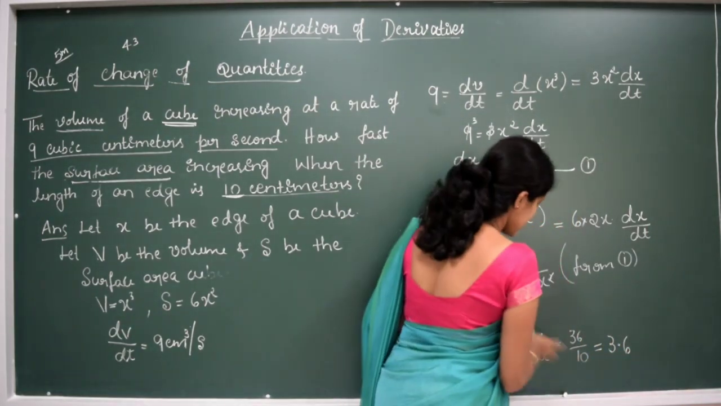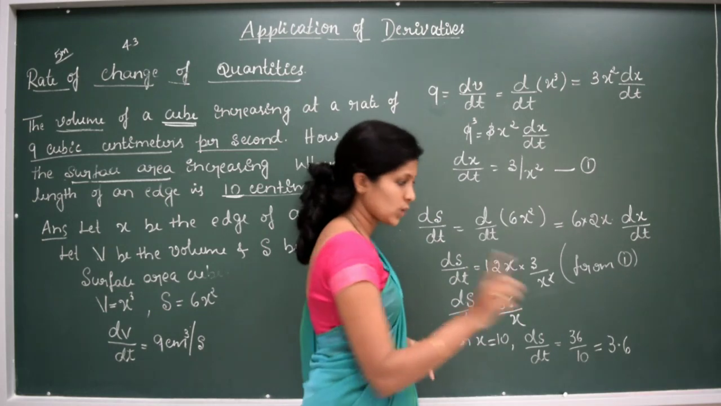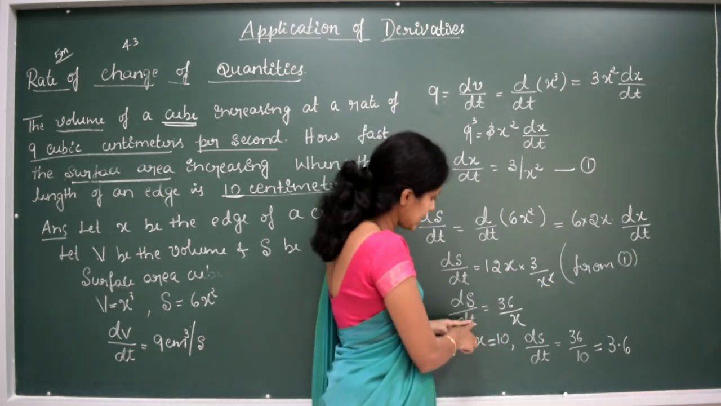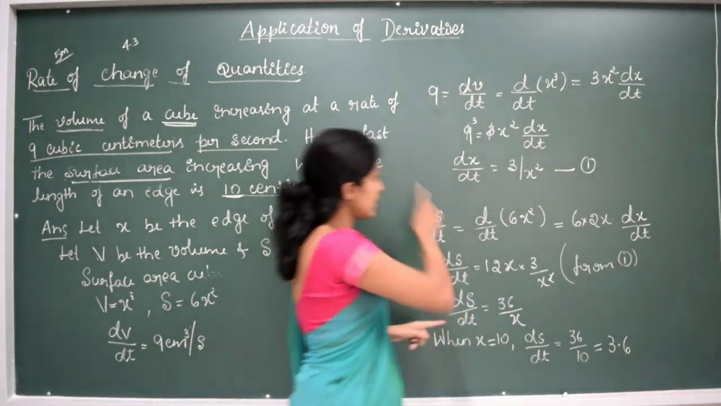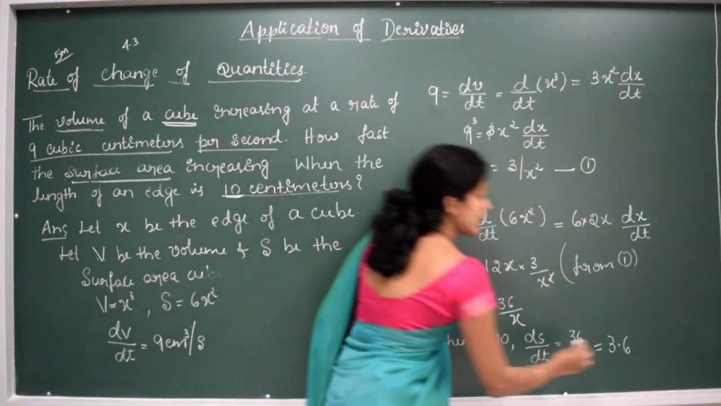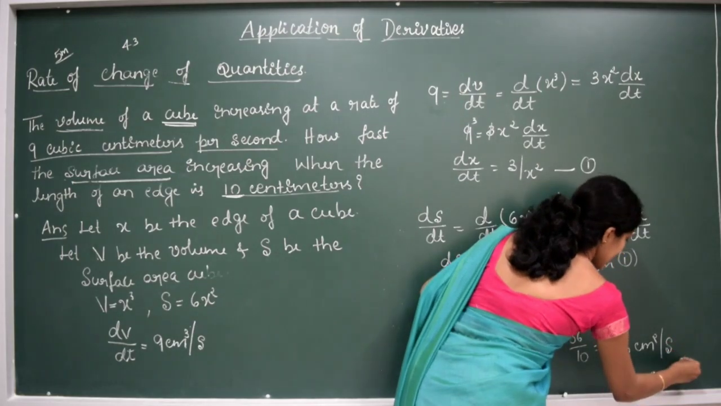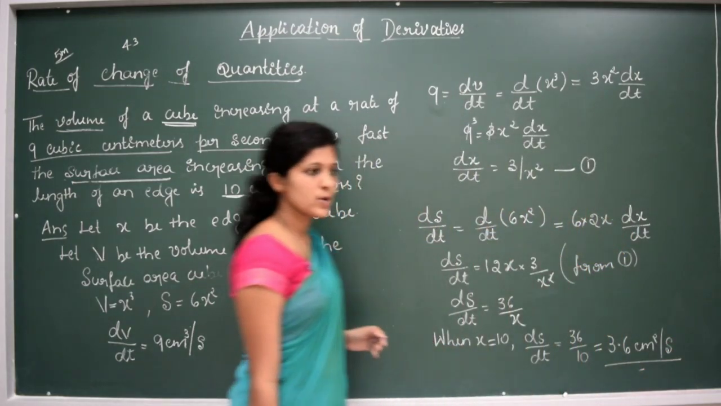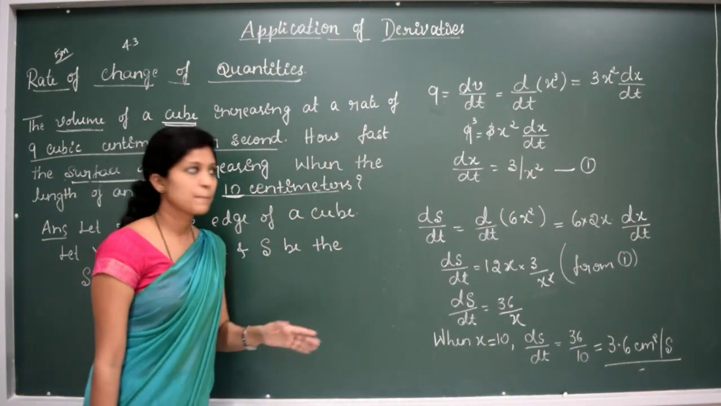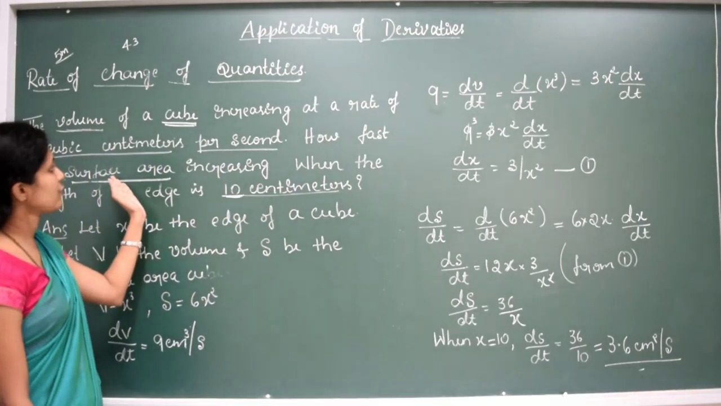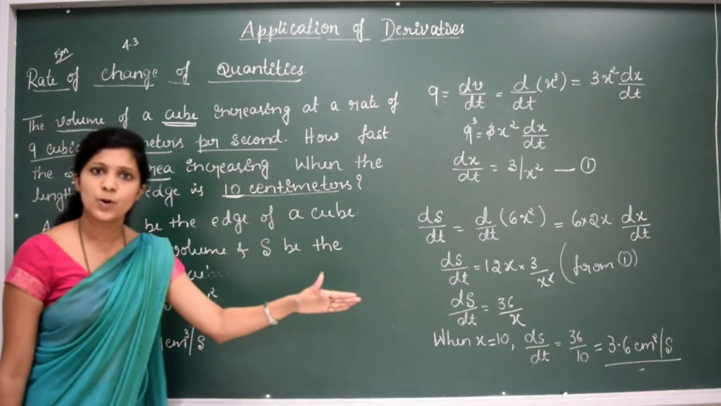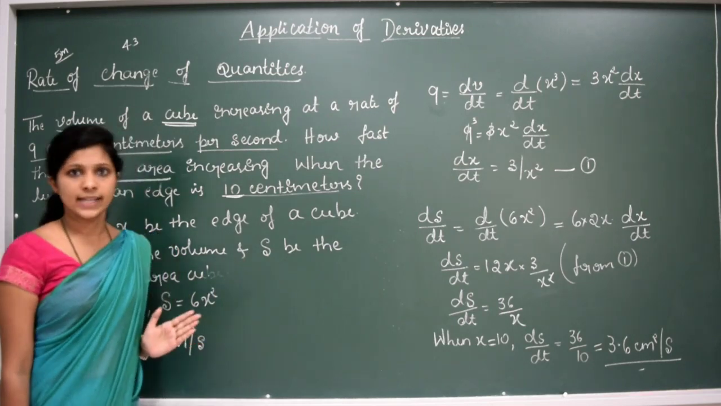So clear? 3.6. Then you have to write the unit. Unit is compulsory. So surface area divided by time. This is given in centimeters, so this will be 3.6 centimeter square per second. Is it clear? So this is the answer: 3.6 centimeter square per second. Finally you have to write, the surface area increases at the rate of 3.6 centimeter square per second.